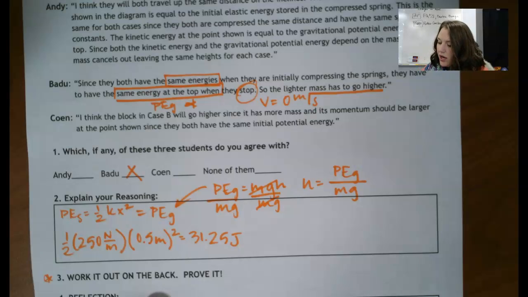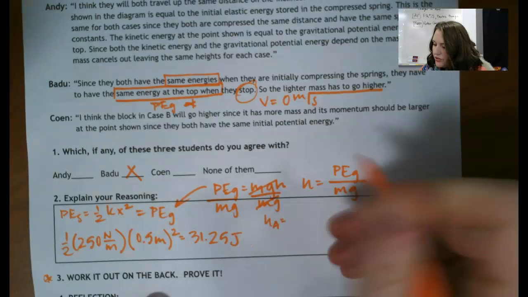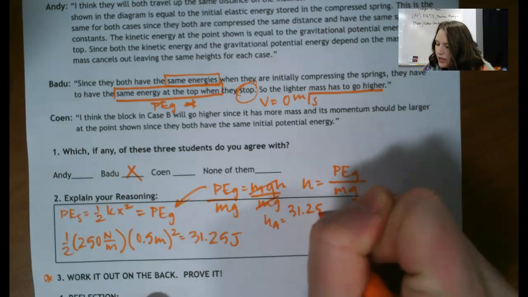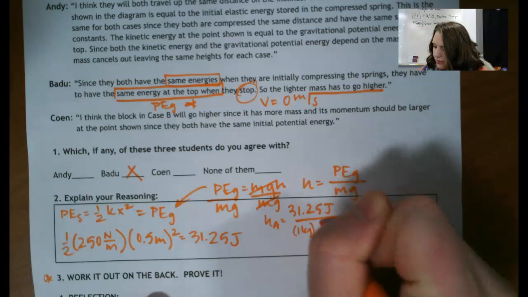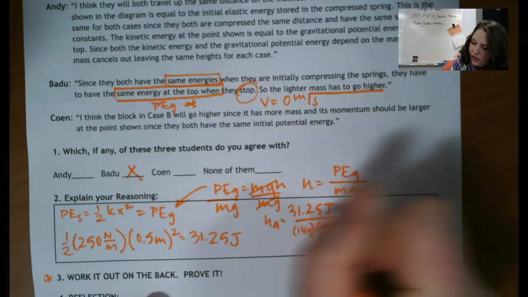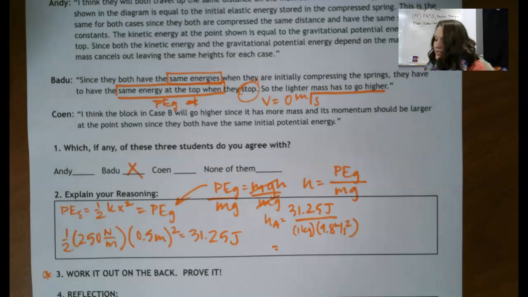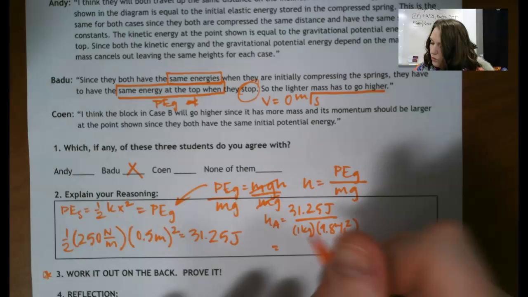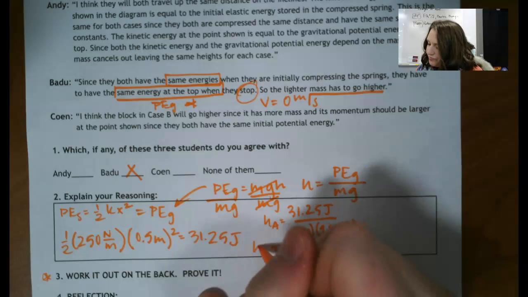So now we're going to go ahead and solve for the number if you want to do that. So let's figure out the height that object A is going to go. It's going to be 31.25 joules divided by its mass, which was 1 kilogram, times 9.8 meters per second squared. All right, do that in my calculator. 31.25 divided by 1, divided by 9.8. Can estimate 10 for all of these. 3.19 meters. That's the height that object A is going to reach.